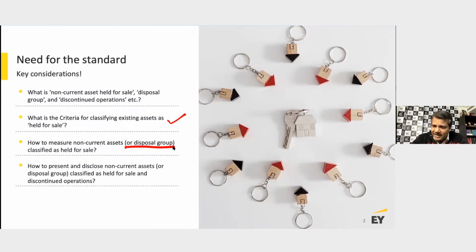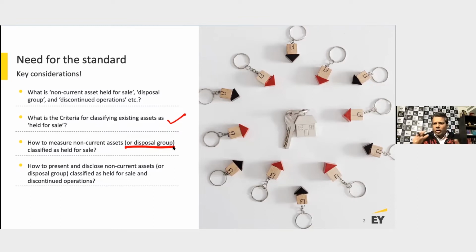How to present and disclose non-current assets which are classified as held for sale and discontinued operation. The presentation element is extremely important as part of this standard. In fact, we have an example of a real-life listed company situation, and we will talk you through how it has been presented in that company's financial statements as we progress towards the end.